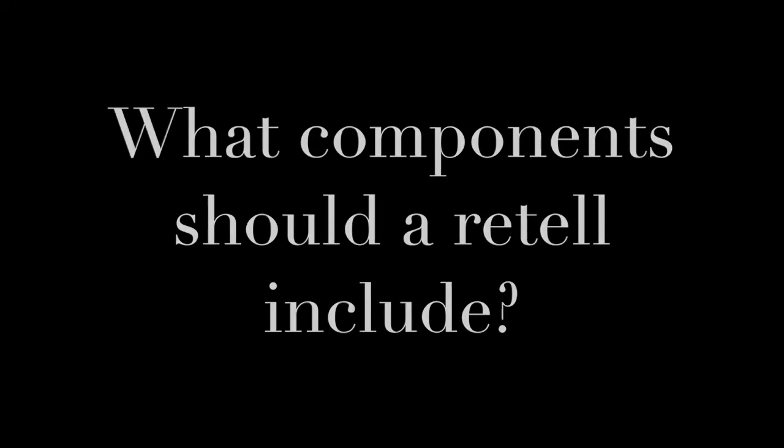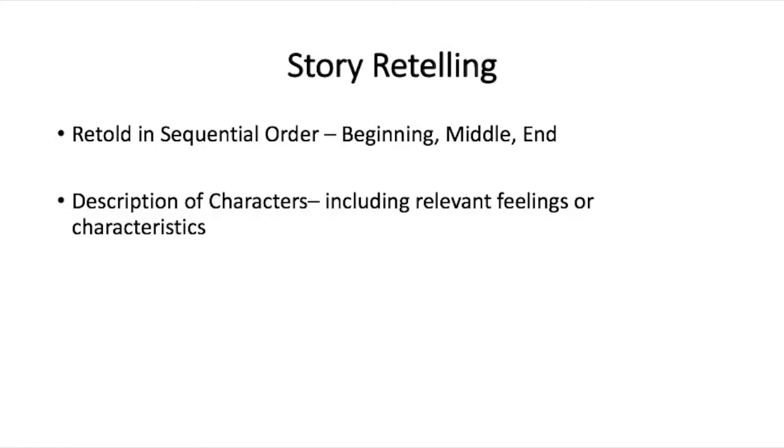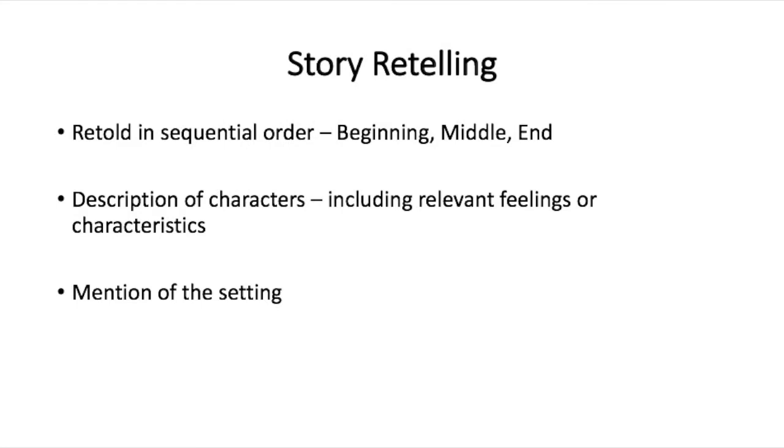A good retell should be retold in sequential order, meaning it has a clear beginning, middle, and end. A good retell should also mention the main characters. At the very least, your student should mention them by name. An even stronger retell would include important details about the main character, such as describing the character's feelings throughout the story. Students should include information about the setting, especially if it contributes to events that happen in the story. For example, if a character got lost in the woods or was moving into a new house, that would be an important detail that needs to get included.